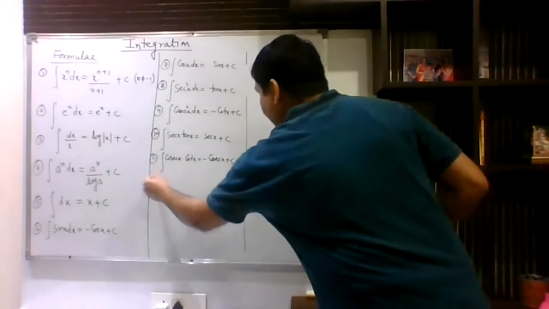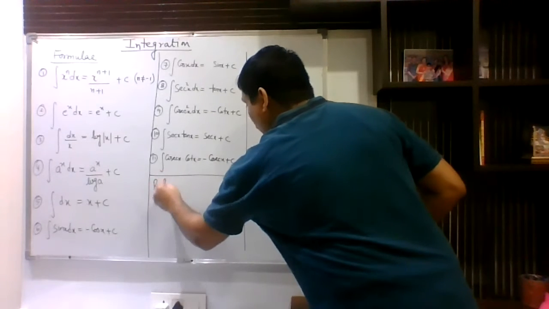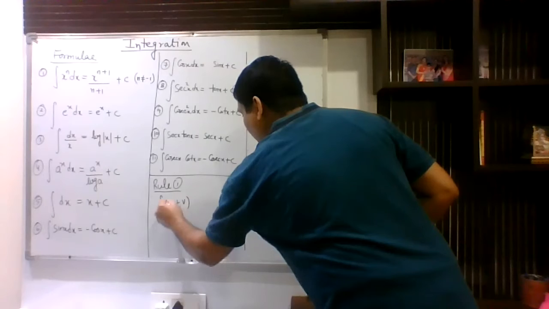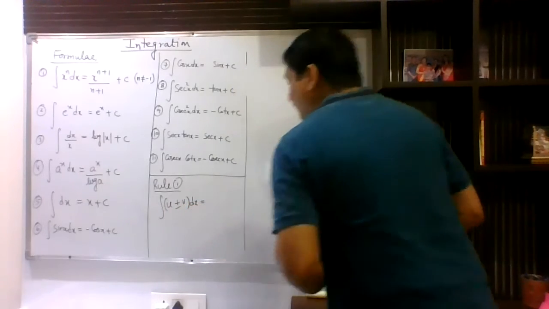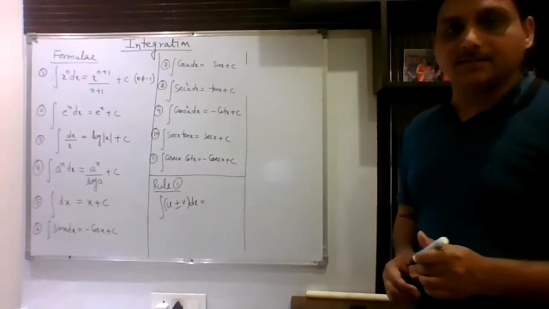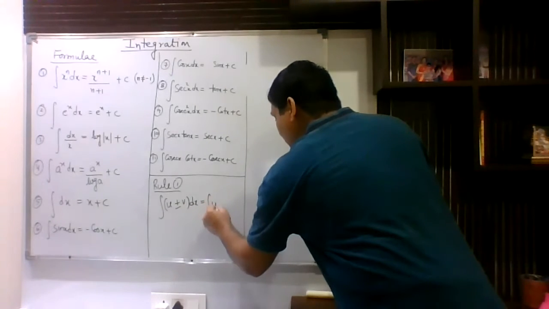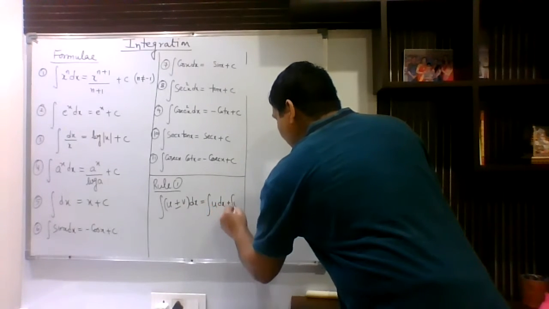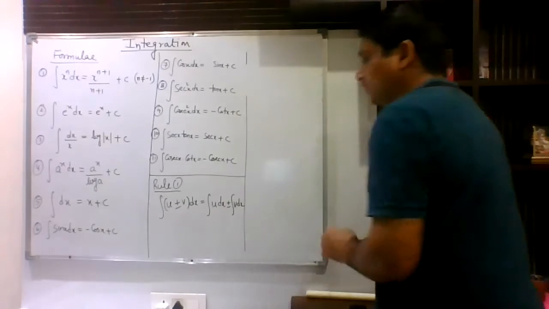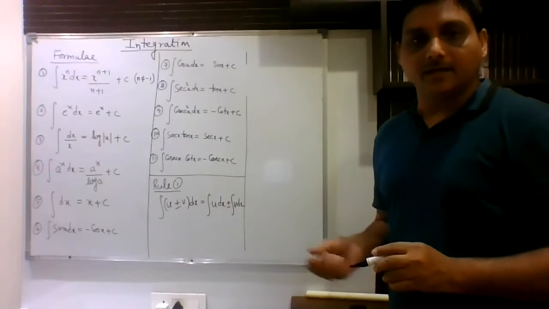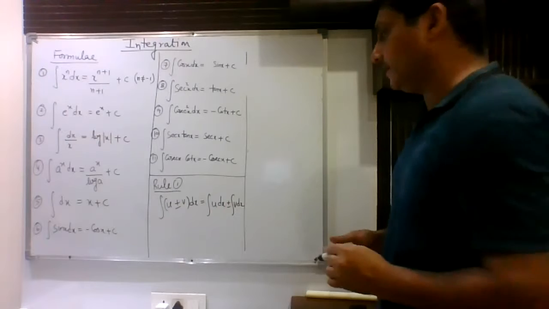So rule number 1 says that when you want to integrate u plus minus v, where u and v are functions of x, then we can split them into two parts and just do the integration. This is rule number one. Thus we can detach them and integrate the expressions separately.